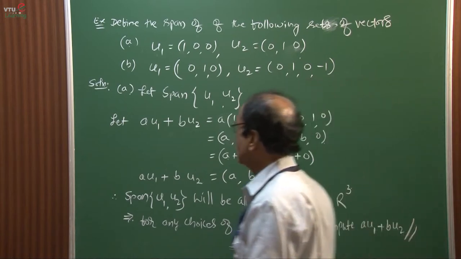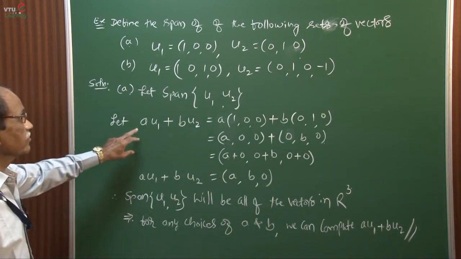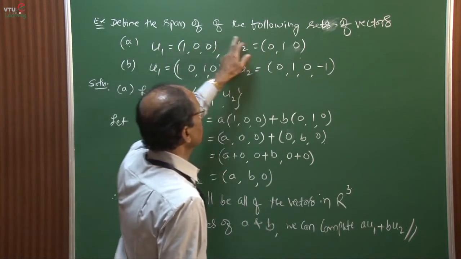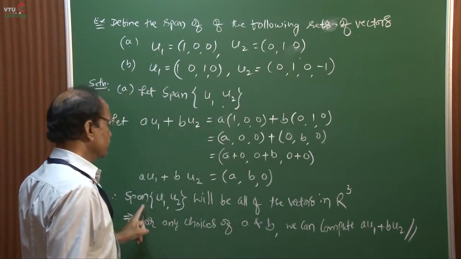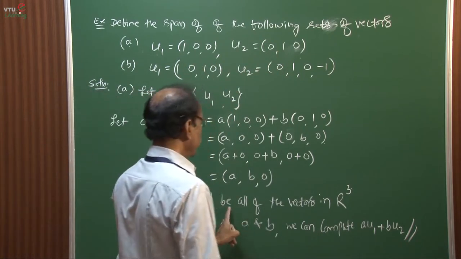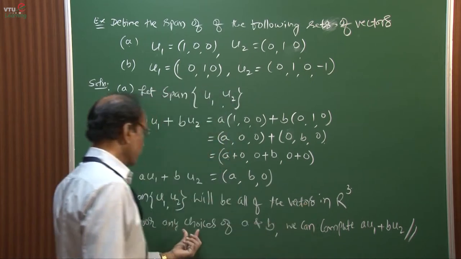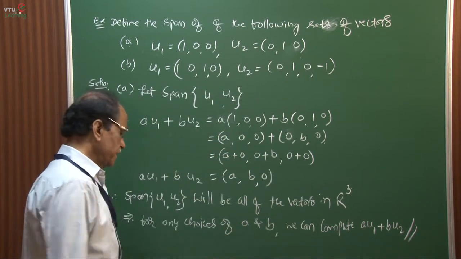So this is the linear combination, and this is the answer for the first question. That means, define the span of the following vectors. So the span will be all of these vectors when we have the choices of this A and B.